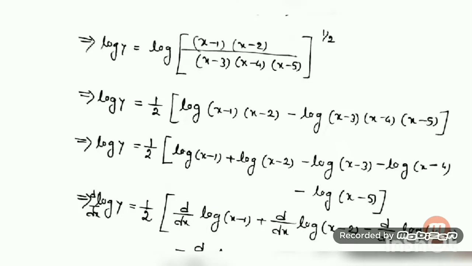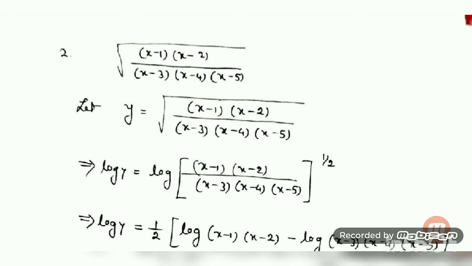After this, I just proceed to question number 2 from your exercise 5.5. Your question is under root (x minus 1)(x minus 2) by (x minus 3)(x minus 4)(x minus 5). So it's a product of a large number, is it not? That's why I'm going to name it as y, and I'll take log on both sides.